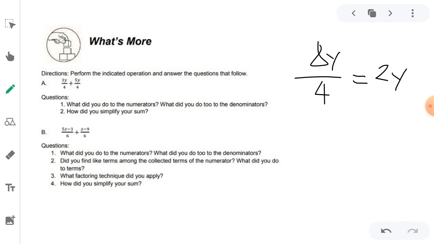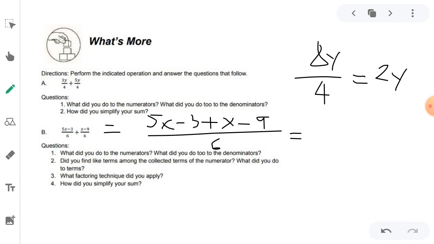So how about letter B? Pag-add lang natin sila. 5x minus 3 plus x minus 9 over 6. So combine like terms. 5x plus x is 6x, and then negative 3 minus 9 is negative 12 over 6.